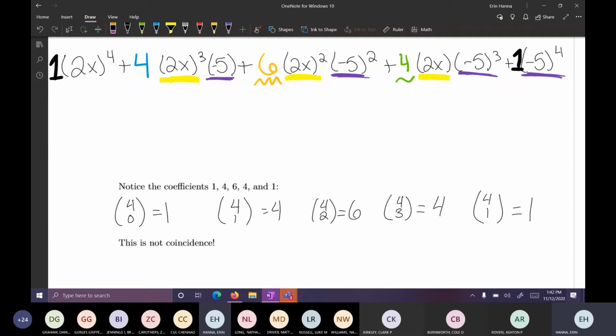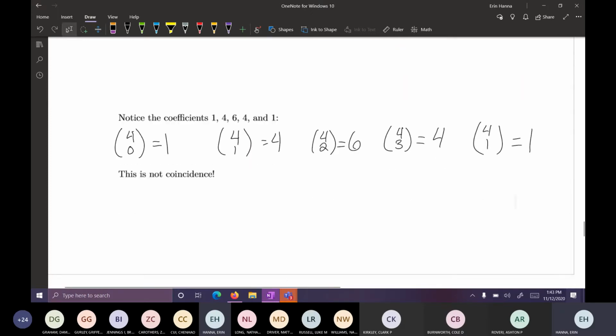So essentially, I didn't mean to erase that one. We have this relationship between these choose calculations and being able to expand out these binomials. So we have something called the binomial theorem.